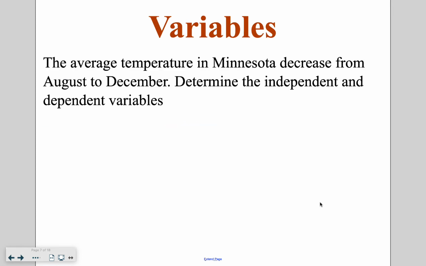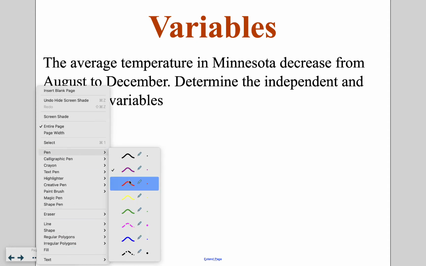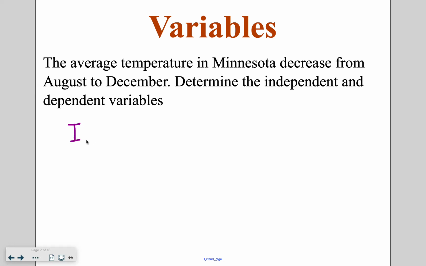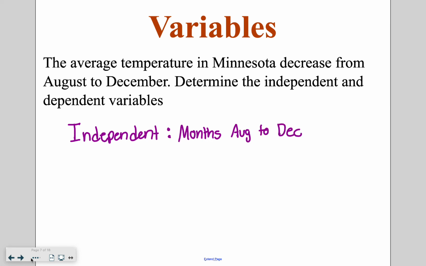When we're talking about independent and dependent variables, it generally means we want to decide what is causing the other thing to happen. So, for example, the average temperatures in Minnesota decrease from August to December. Determine the independent variable. So we are looking at the months and the temperatures. We want to decide if the temperature determines the month or if the month determines the temperature. If we are thinking about the weather here in Minnesota, we know that as the months go on, our weather here gets colder. So our independent variable in this case is going to be the months from August to December, because that's the portion of the year that this problem is talking about.